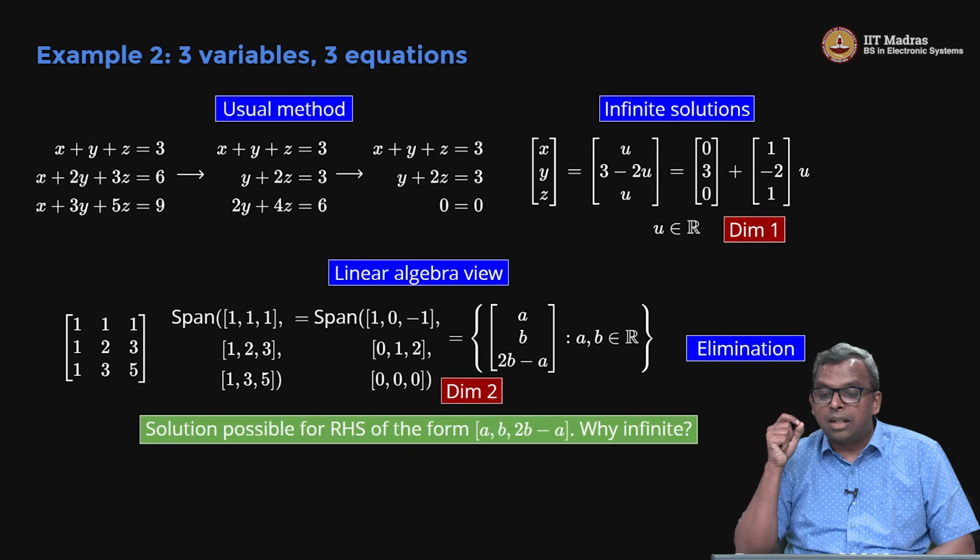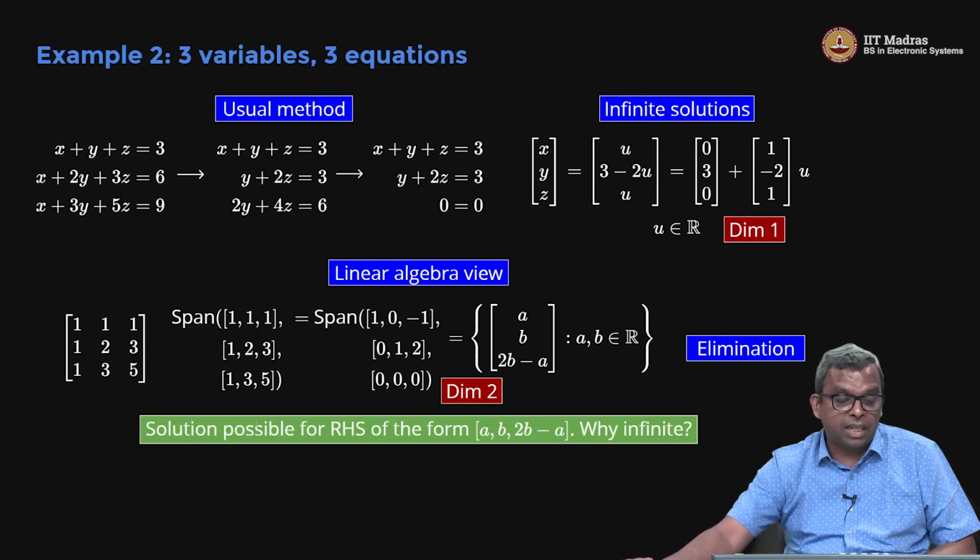That brings you into this special situation where you see that a solution is possible only if the RHS that we saw here is of the form (a, b, 2b minus a). In this particular case, it's exactly that form, right? a is 3, b is 6, 2b minus a is 9, since 12 minus 3 is 9. Because we got that form, you ended up having a solution.